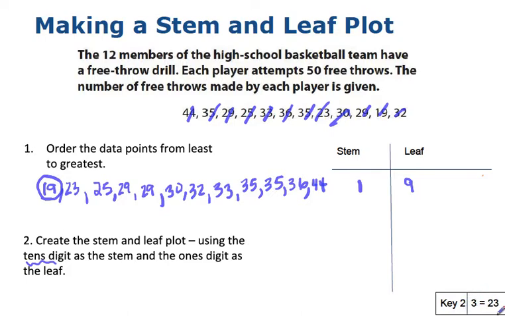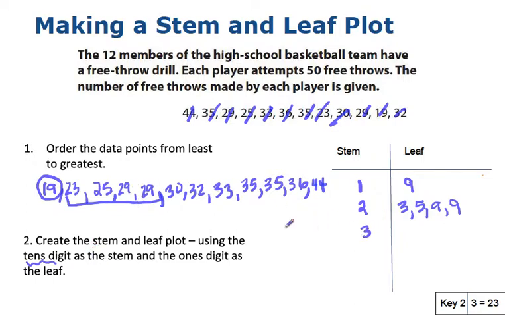Remember our key, so if I have 2 on the left and 3 on the right, that would equal 23. So let's start with our 20s, and it looks like I have quite a few data points with 20s. So now for the leaves, I'm just going to write the ones digit in numerical order. This makes it really easy since I've already placed them in least to greatest order. I can easily write my 20s.